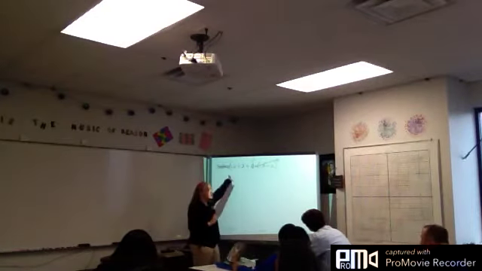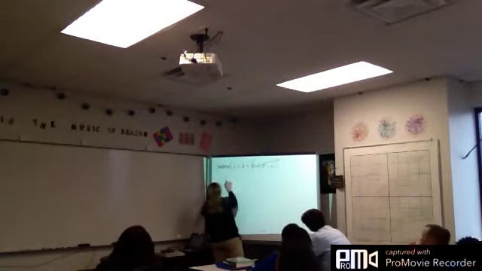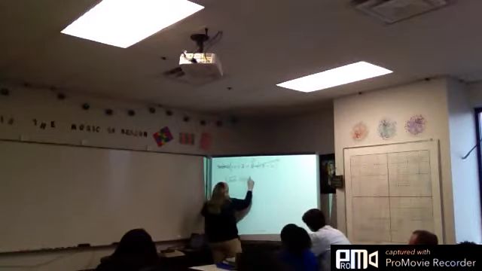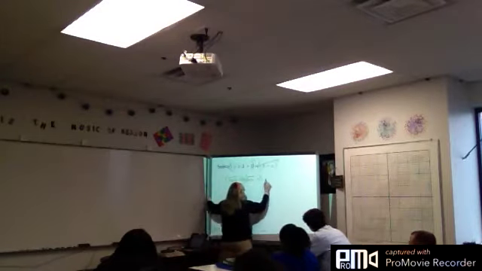You're going to have to do what? How many sections are there? Two, so you're going to have to FOIL. So I have this now. I have, okay, equals 3 minus x.